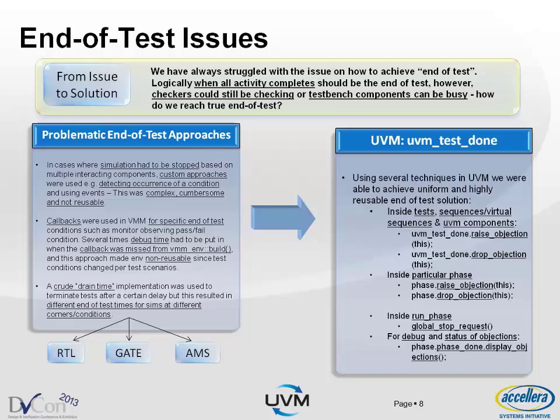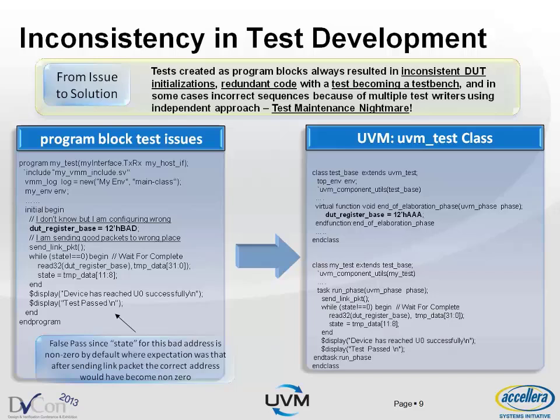And if you want to debug all this, there is a phase done display objections that you can use to see which objections are still up or which objections are dropped if you have a hanging test issue. So a lot of this automation comes built in, so you are not leaving all that to a test writer or test bench creator. Next, inconsistency in test development. Test writers were writing their own code.